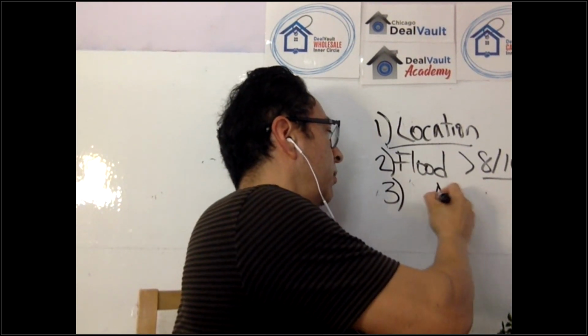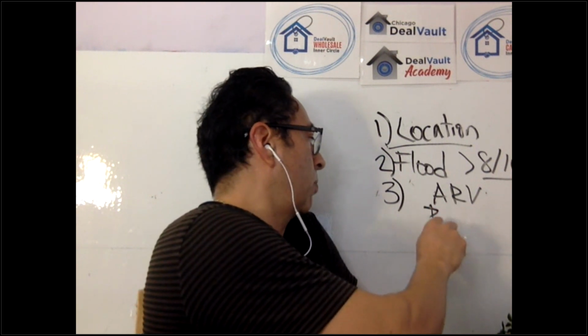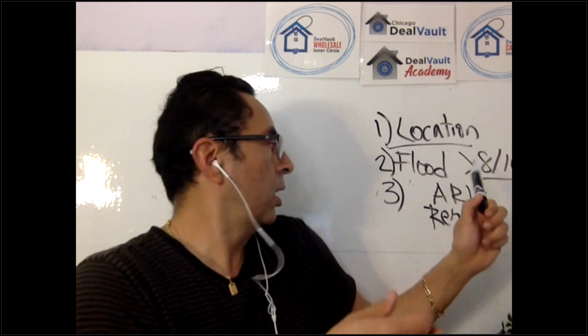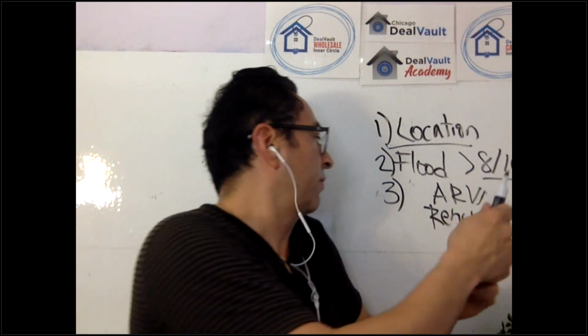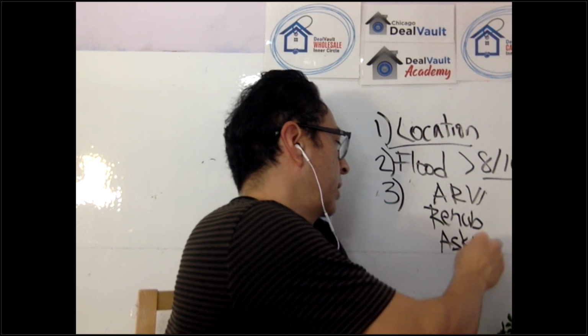When you are going to analyze a property, all you need is three numbers. You're going to need the ARV, after repair value, so how much you can sell the property for. You're going to need the scope of work, so how much you're going to need to put into the property to attain top ARV. And finally, which you should know, is the asking price. These are the three numbers that you have to know.